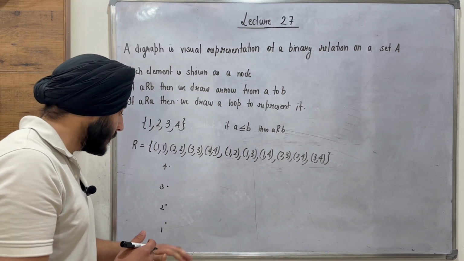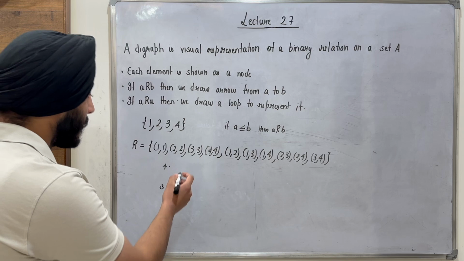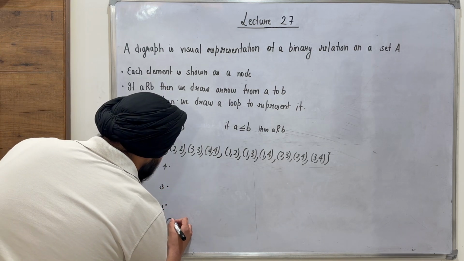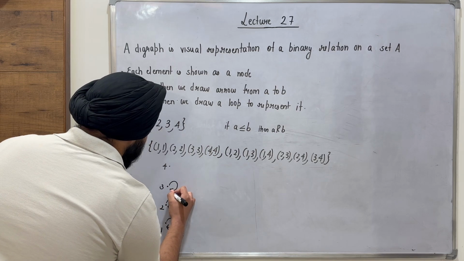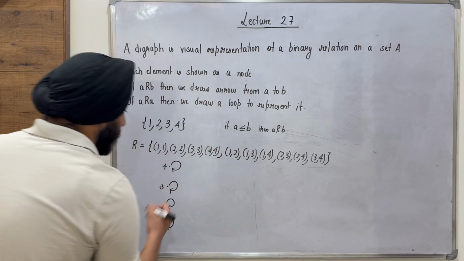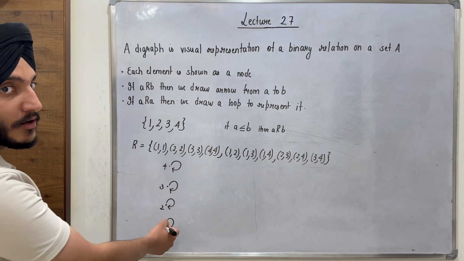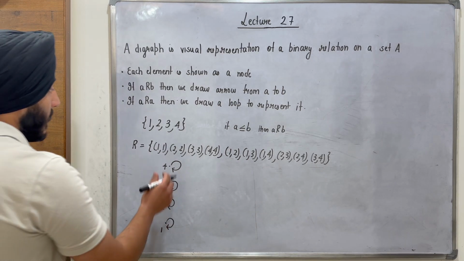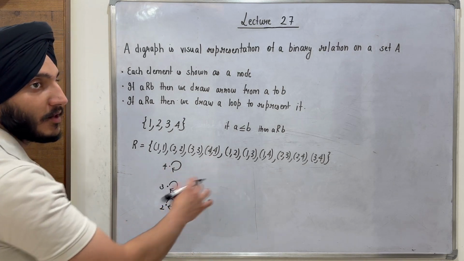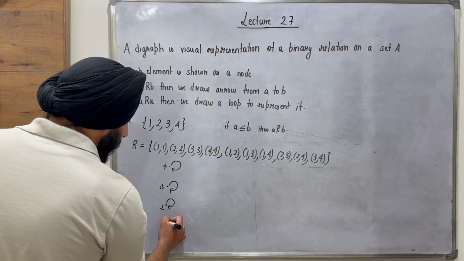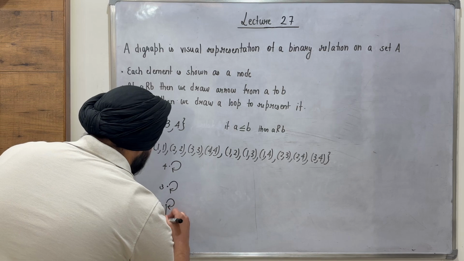So now let's figure out the diagram. First thing is I'm going to draw the loops around every single element: around 1, around 2, around 3, and around 4, because all the elements are related to themselves. Second thing is I'm going to draw arrows from one element to another if they are related. So I see 1 is related to 2, so I draw an arrow.